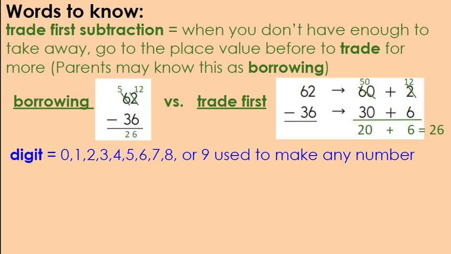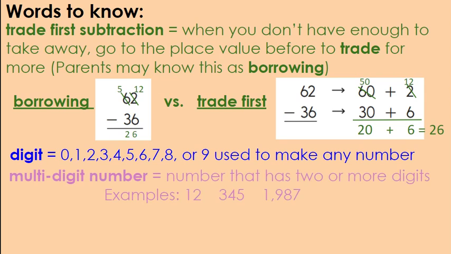The word digit is any number between 0 and 9 used to make any number. A multi-digit number is a number that has 2 or more digits. For example, 12 has 2 digits, 1 and 2. The number 345 has 3 digits, 3, 4, and 5. 1987 has 4 digits, 1, 9, 8, and 7.